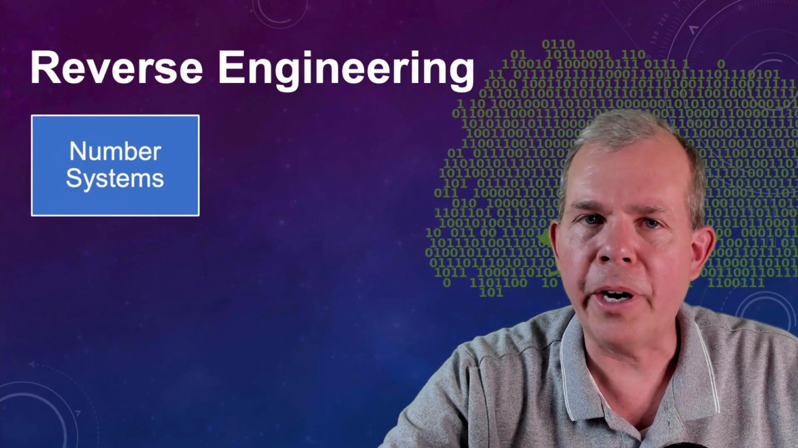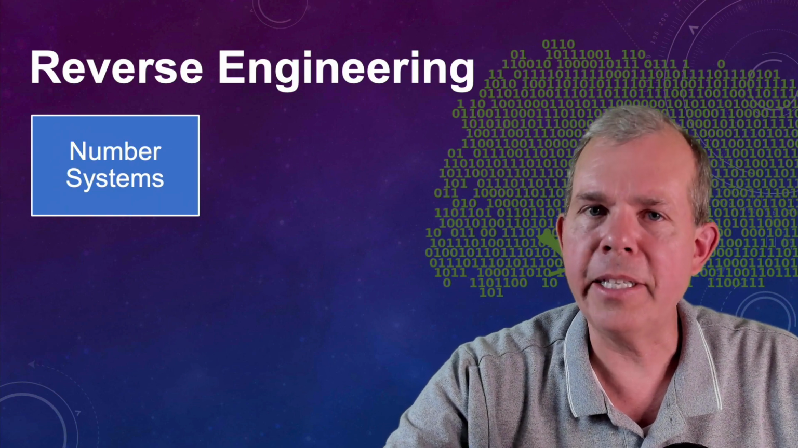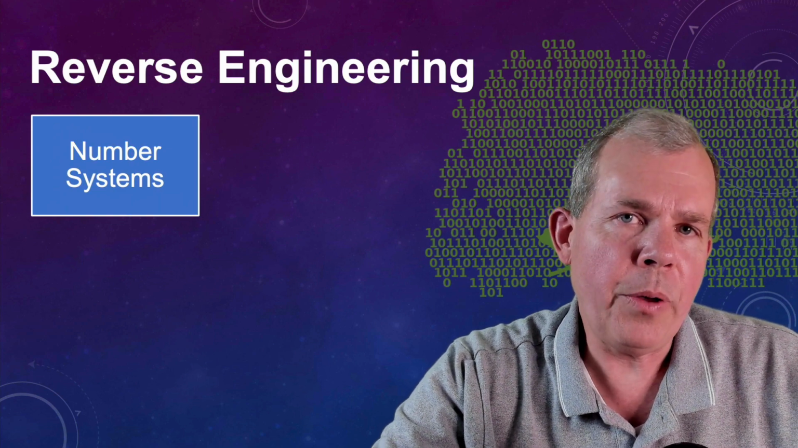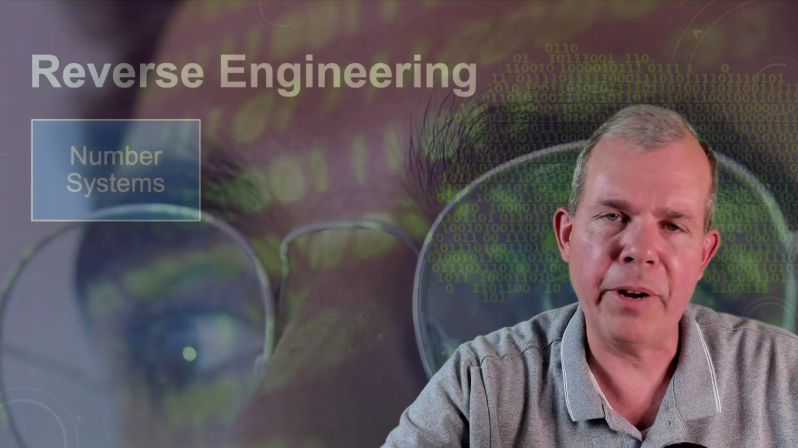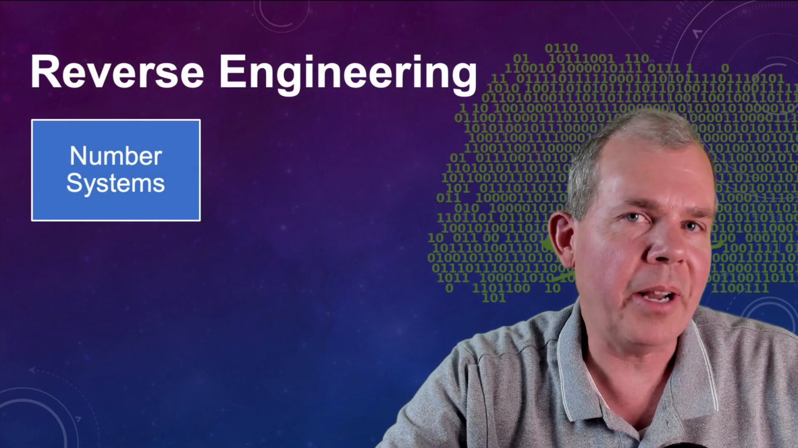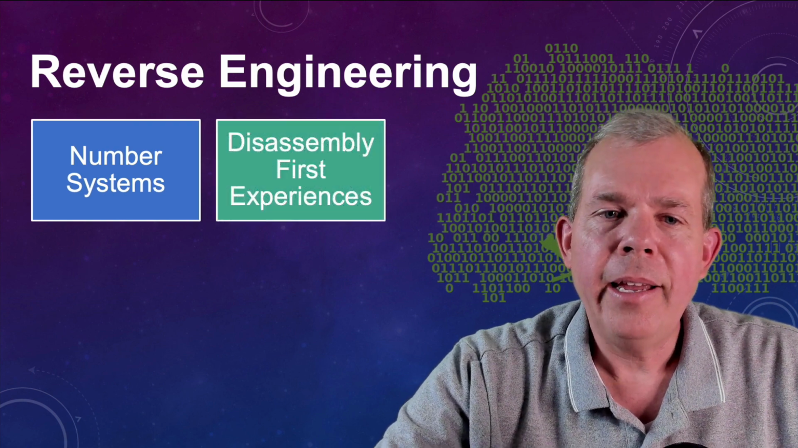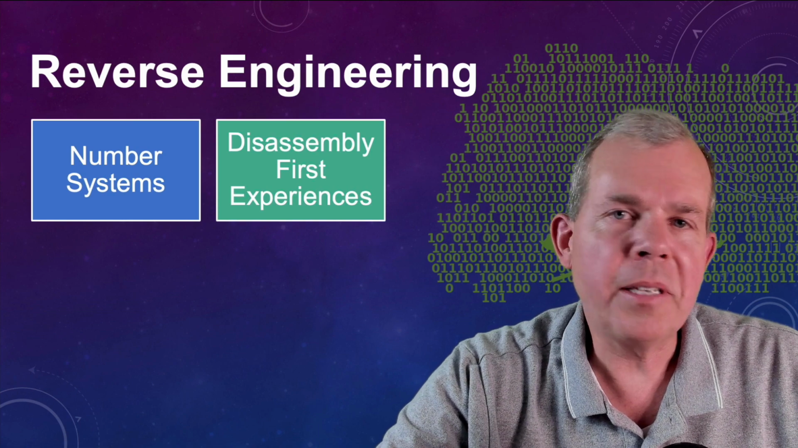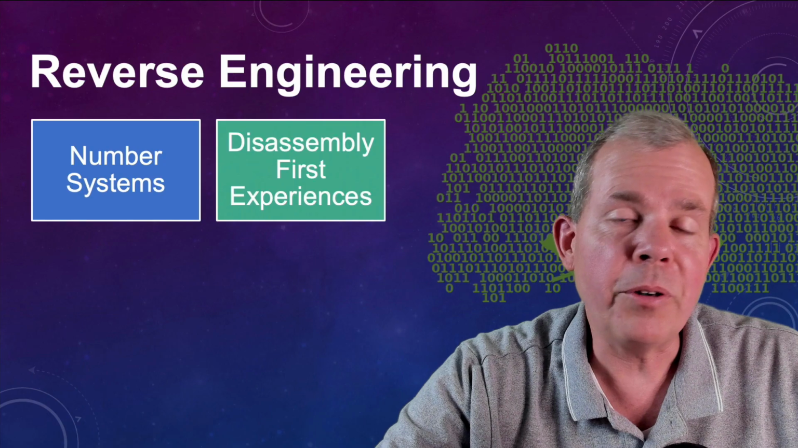So this course is taught in 8 pieces. In part 1, we'll talk about numbering systems, and that's this video here right now. So if you have not seen binary numbers or hexadecimal before, this will give you a great start into how you can understand what a reversed piece of software looks like. Then we'll do some experiences to get you used to the idea of software reverse engineering, the first attempts.